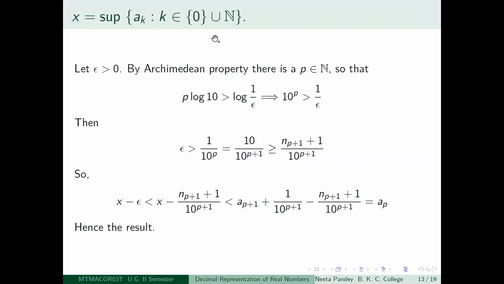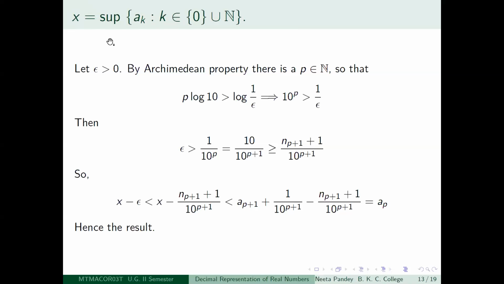This is quite satisfactory, because what you were doing was going on adding numbers. You had started with n0, then you added n1 by 10 to it, then you added n2 by 10 squared to it, then you added n3 by 10 to the power 3 to it, and so on. So you were getting an increasing sequence of numbers, if you like, and you see that it is actually bounded above by x. And not only that, this is the least upper bound. So in that sense, this x is completely determining these a_k's also, and the a_k's are also completely determining your x.